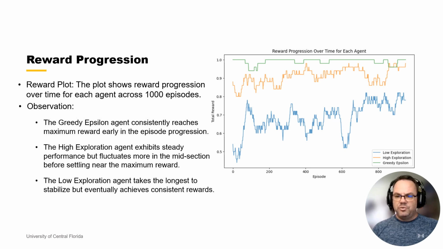And then finally, we look at the greedy epsilon agent. This one stands out. It quickly reached high and stable reward learning very early in training. Because it focuses on exploitation early, it's able to settle on a good policy faster than the other agents.